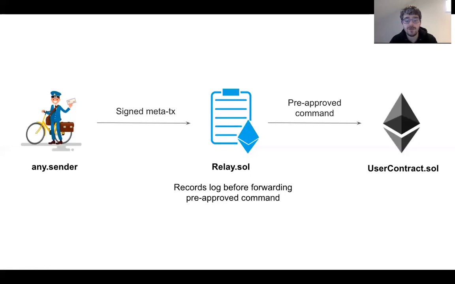Now, what happens with any.sender? So any.sender will send the meta transaction to the network. That will go via our relay contract. The relay contract will make a log that we did our job, and then jump out and execute the command in the user's contract. Very straightforward.